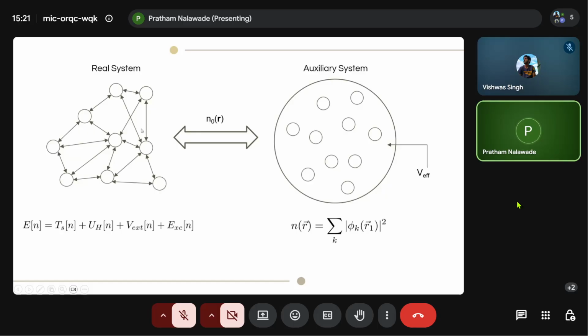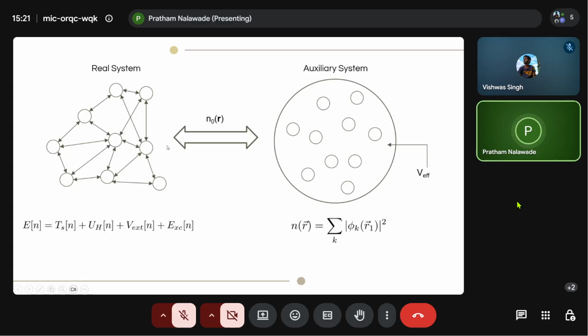First, I will give you a brief idea of what auxiliary systems are. On the left hand side I have a real system, where all the particles are interacting with each other, and the energy is given by this expression written below. This is the exact energy. The auxiliary system is just electrons, or any particles, which are not interacting, but the field in which they all move has the same charge density as the real system.